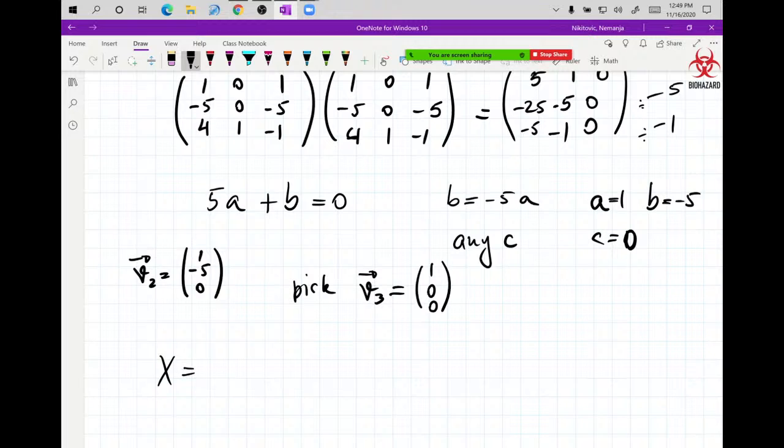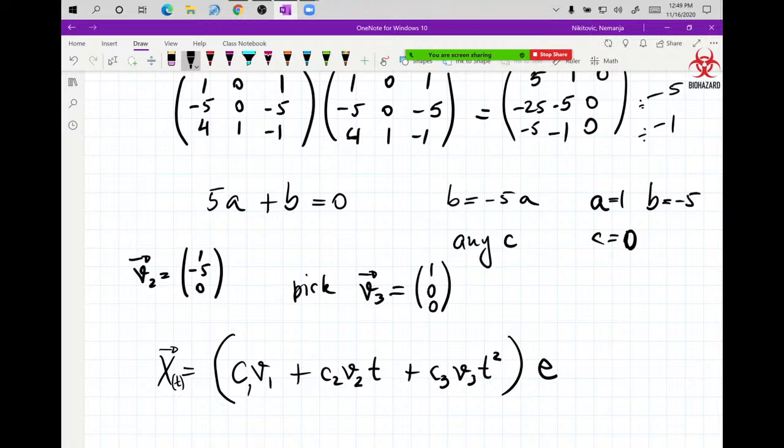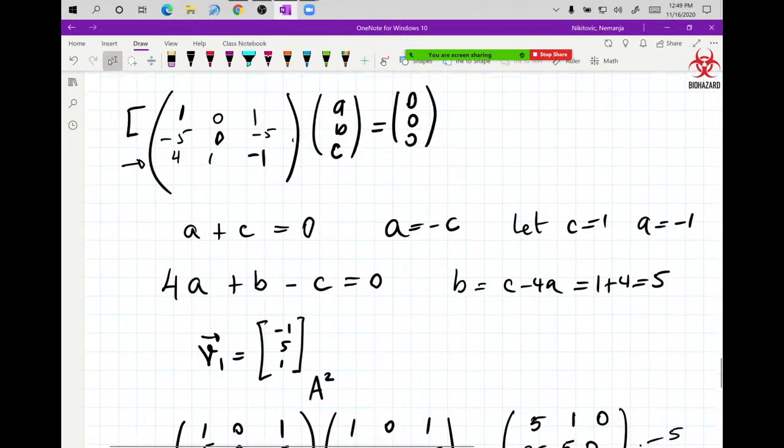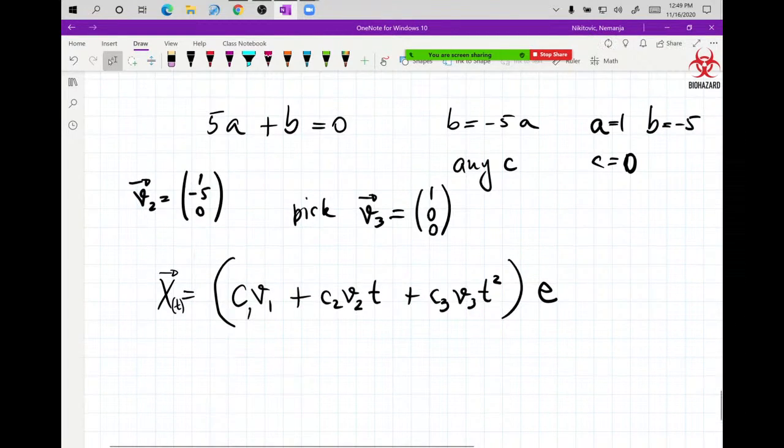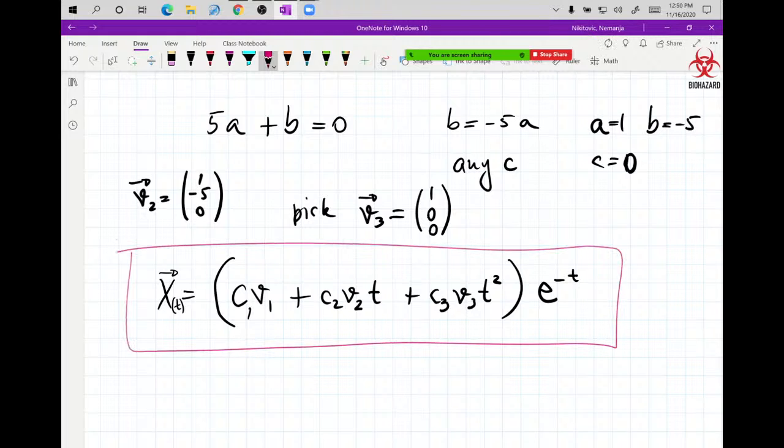So the solution all together, remember, now you have to have a t. C1 V1 plus C2 V2 t plus C3 V3 t squared, all of that times e to the, what was my lambda? Negative 1, so e to the negative t. It's a lot of mess. Now pick your vectors and you can separate them and do all of these things. It's just a lot of writing. We know what the vectors are, you just go back and plug them in if you want to.